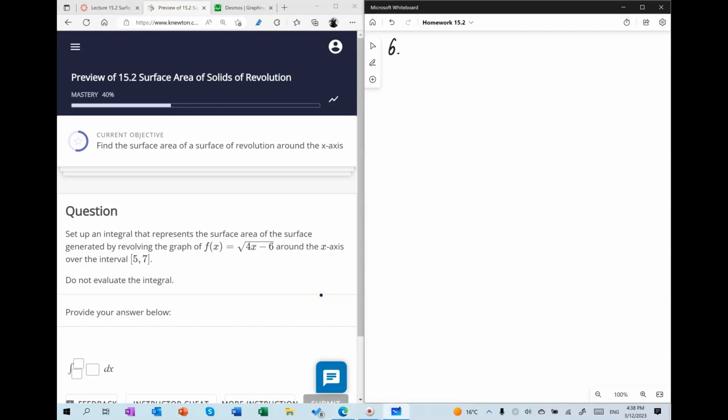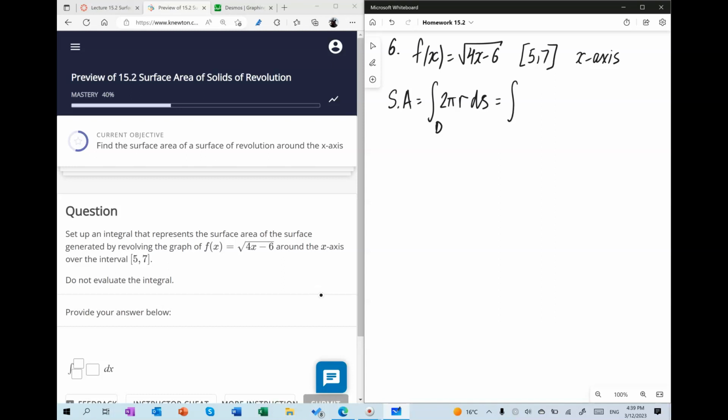We have another problem where we just have to set it up. Let me write what's given. Interval from 5 to 7. We're rotating around the x-axis. And we're going to use the universal formula. And we're going to use this interpretation.